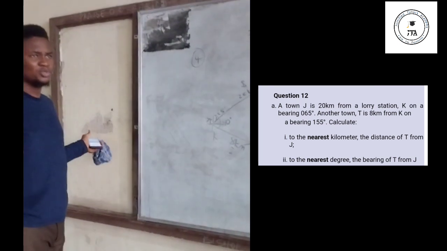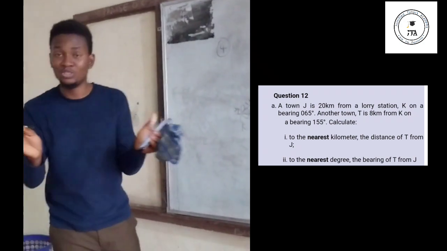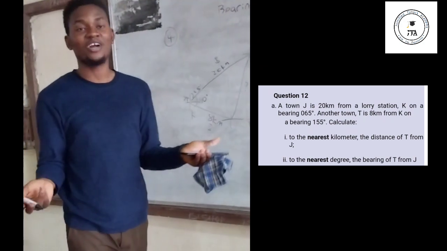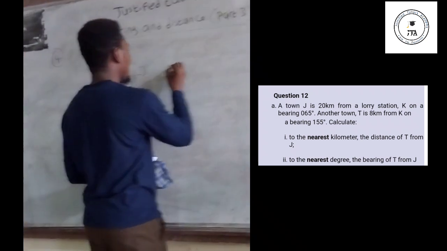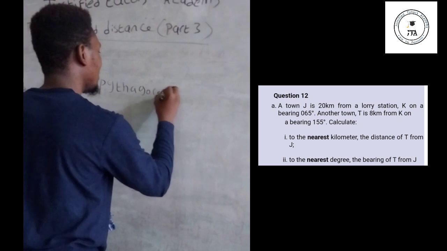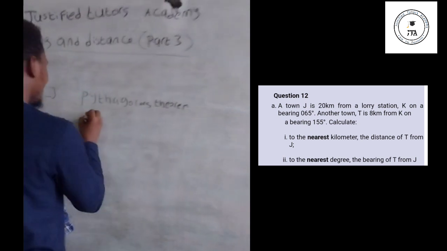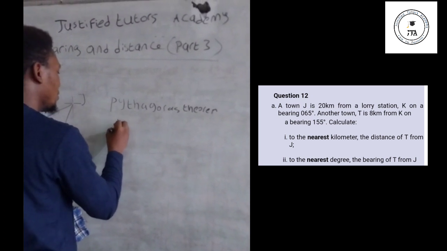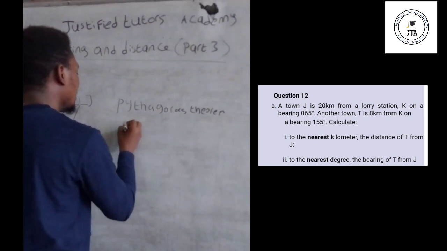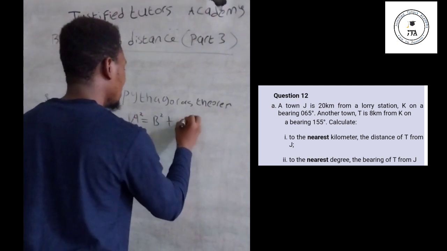Simple as it is. We are not doing cosine or sine again. The straightforward thing to do now is just use Pythagoras theorem. So now, simple as ABC, Pythagoras theorem. What does it state? It says that A square is equal to B square plus C square.